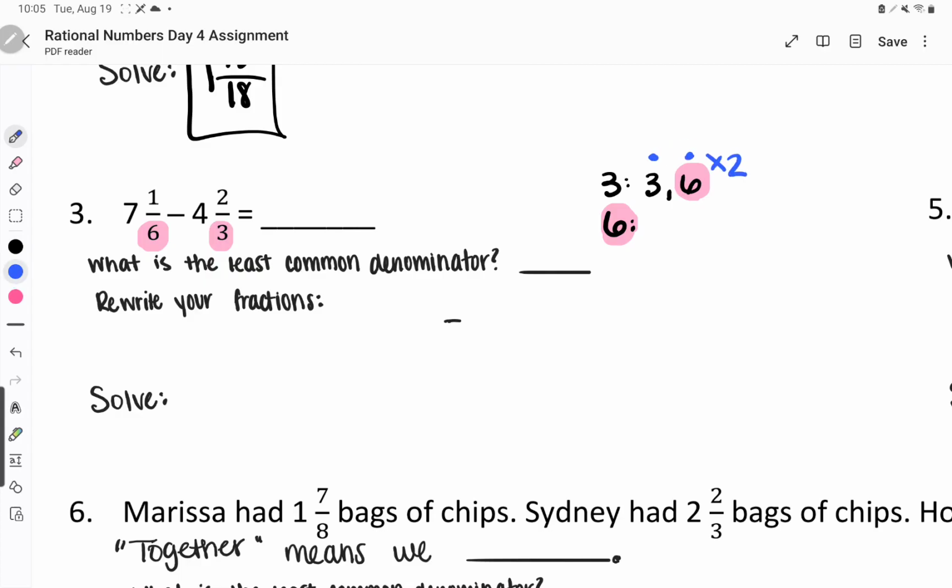How do we get from 3 to 6? We multiply times 2. And then if I multiply 3 times 2, what else do I multiply times 2? The 2. So I rewrite this. I have 7. We keep the 1/6 as it is because my least common denominator is 6. So I have 7 and 1/6 minus I have 4, and then 2 times 2 gives me 4, and then 3 times 2 gives me 6.